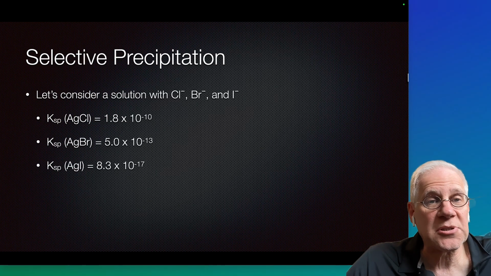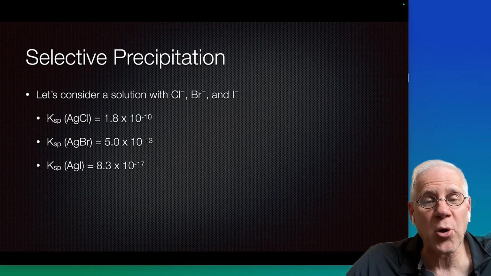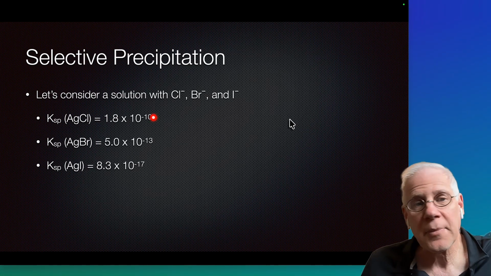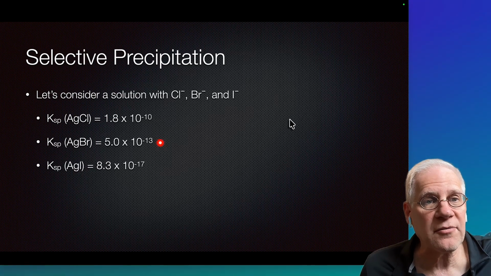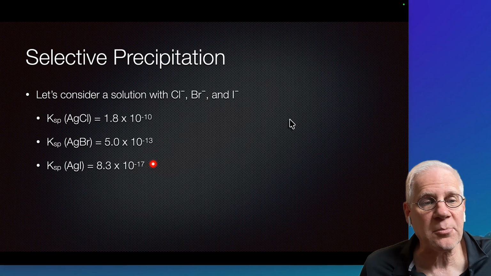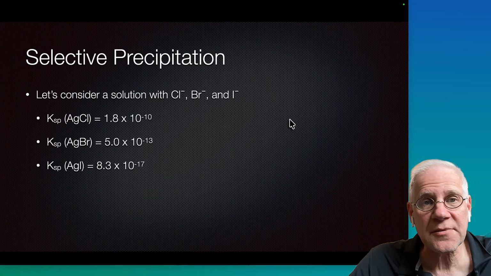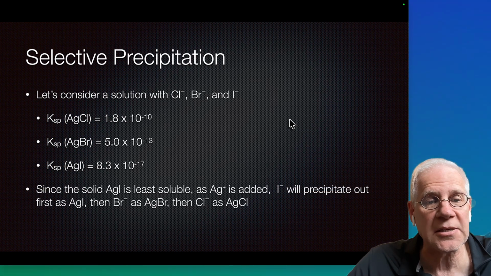Let's consider a solution that's actually a little more complex with chloride, bromide, and iodide. Now we've got three halide ions in there, all sharing very similar chemistry. All three of these ions will form a precipitate with silver. However, they form a precipitate at different concentrations because they have different KSPs. So the KSP for silver chloride is 1.8 times 10 to the minus 10. Our KSP for silver bromide is 5 times 10 to the minus 13, and our KSP for silver iodide is 8.3 times 10 to the minus 17. So fairly significant differences between those KSPs.